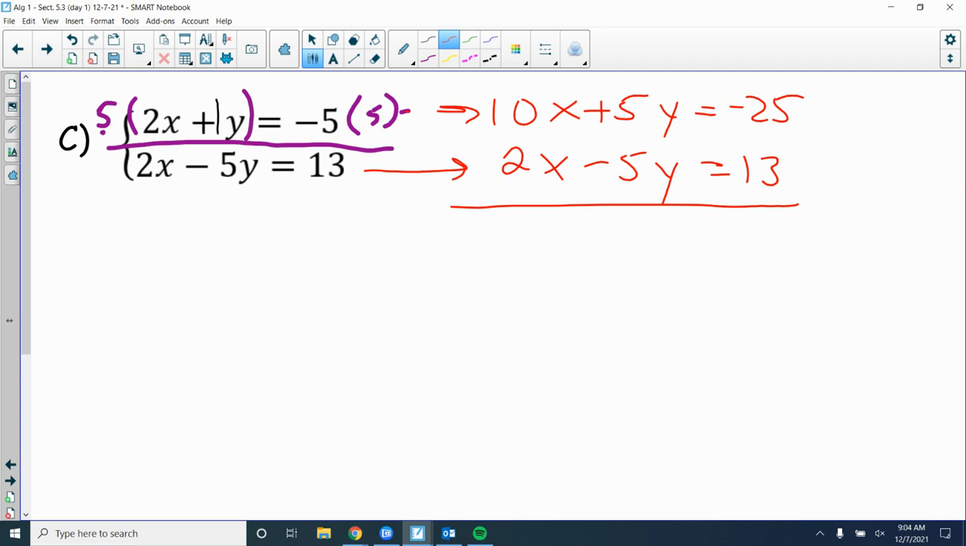Okay, now let's add them up just like we did on the first couple examples. Now I created a cancellation, right? Elimination. So what's 10x plus 2x? 12x. What happens to my y's? They're gone. What's negative 25 plus 13? Negative 12. Now what do you do to get x? Divide by 12. What do you get, Jeff? Negative 1.